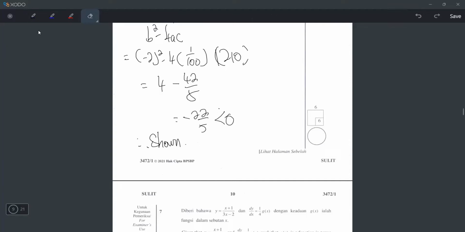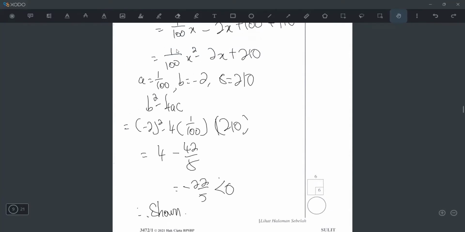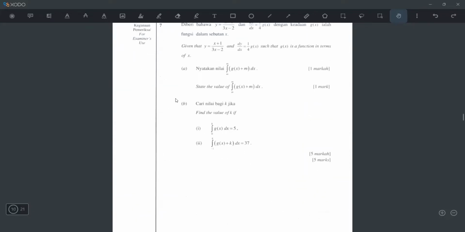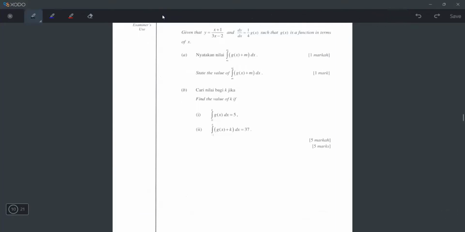Okay, the reason they get such a different value is maybe because they multiply everything by 100 first, but it's not really important. Okay, yeah. All right, so that's it. That's the answer. Okay, number seven.